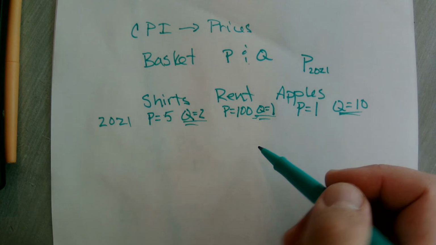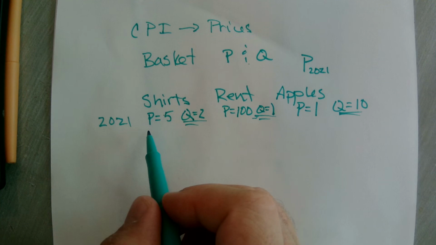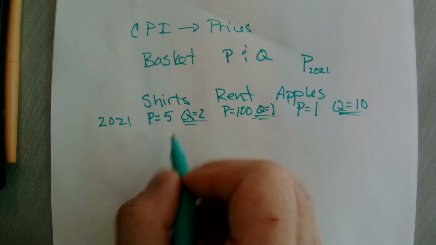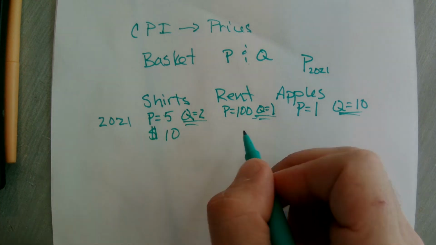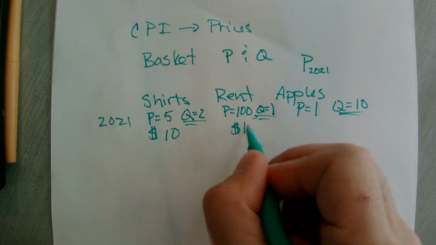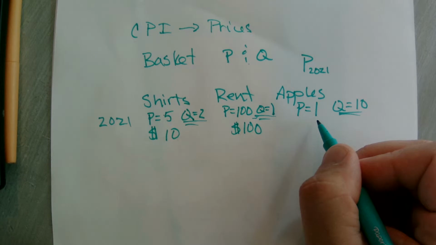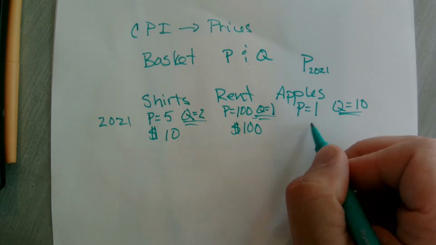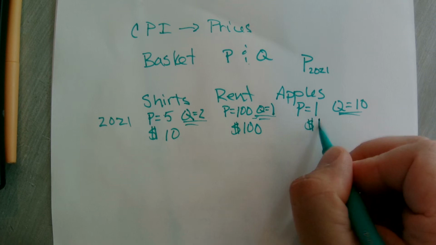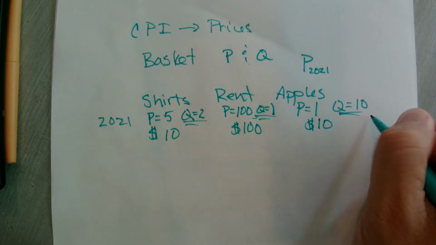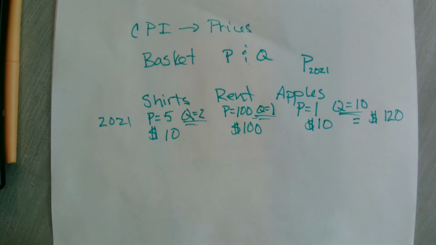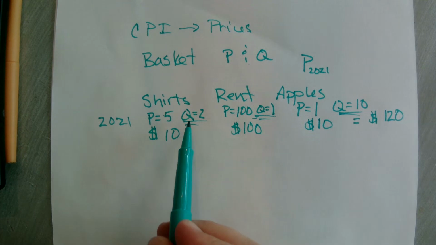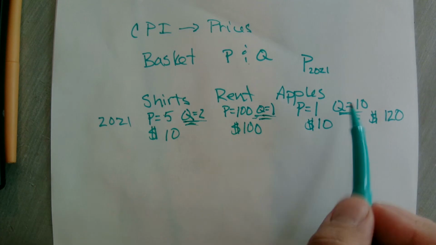Now you go out and find the prices. What is the price of shirts in the basket? That's $10. The price of rent is $100. For apples, $1 times 10 apples is $10. So the price of this basket is going to be $120. Now, we've already defined our basket, so I'm just going to write prices on the next line.